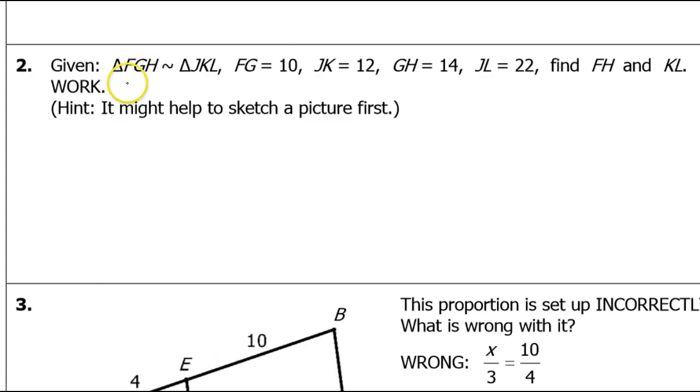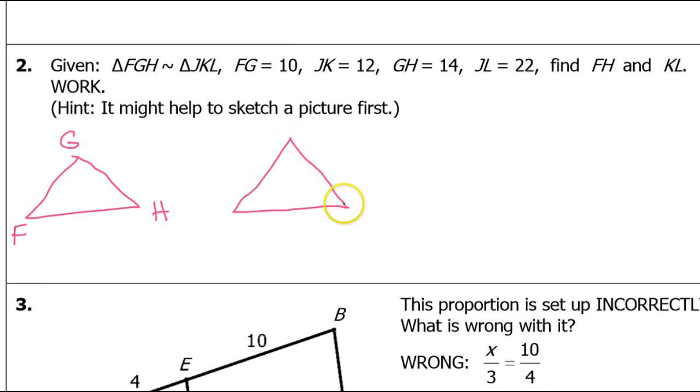Okay, on problem number 2, we are given that triangle FGH is similar to triangle JKL, and we're given some sides, and we're asked to find some missing sides. I am going to sketch the picture first, because why not? So this will be my triangle FGH, and then this will be my triangle JKL.